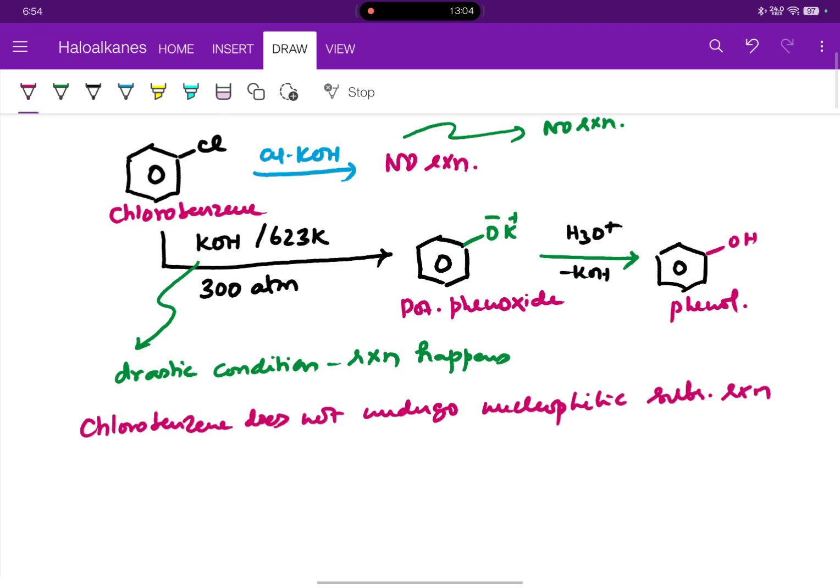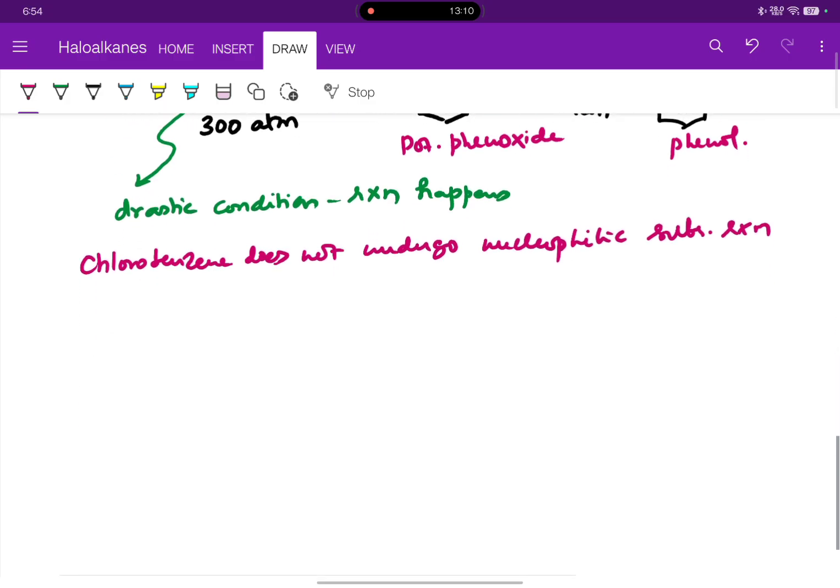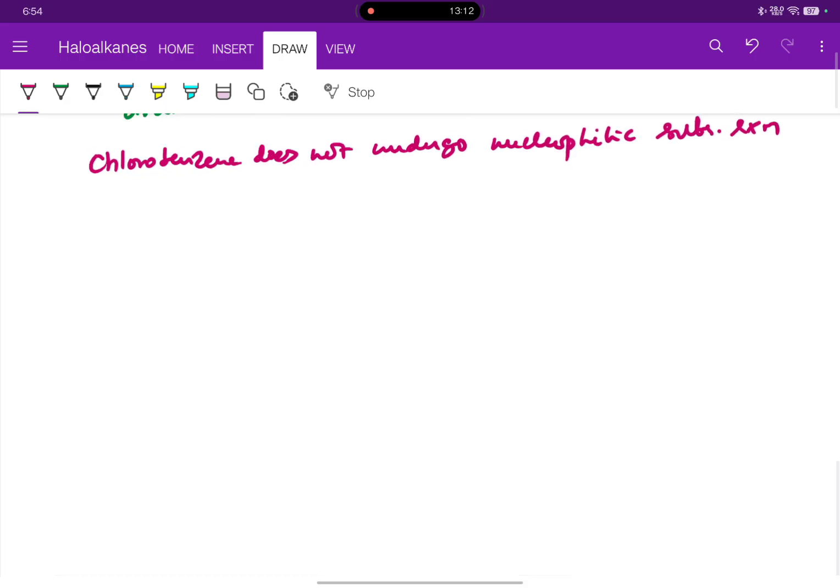Doesn't undergo substitution nucleophilic reaction. Now the question is, why doesn't it undergo it? So let us see some reasons. Number one, as I said before, it's very difficult to break the C-Cl bond, right?